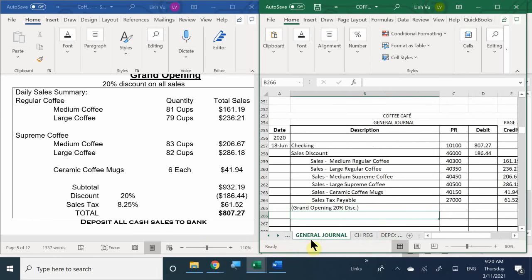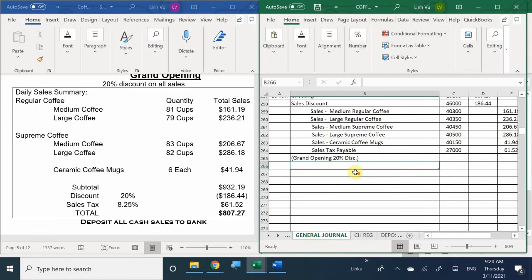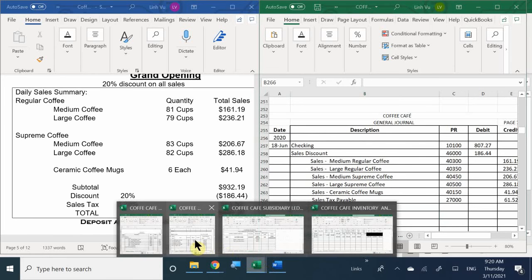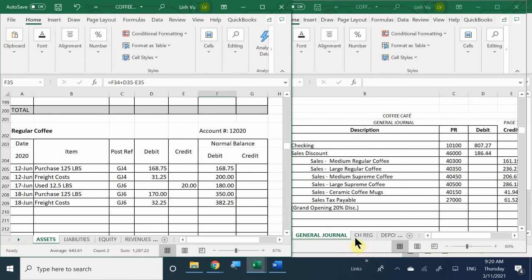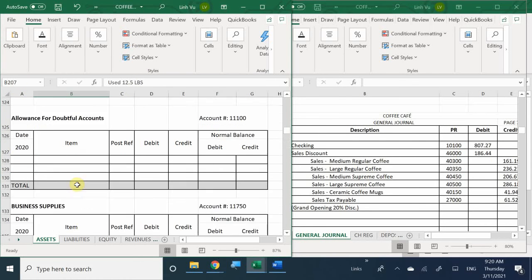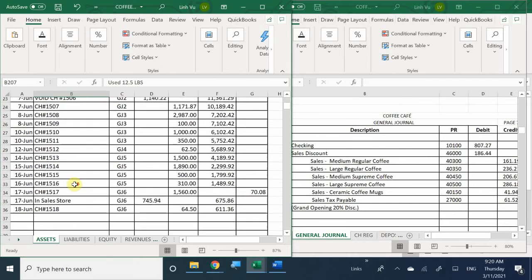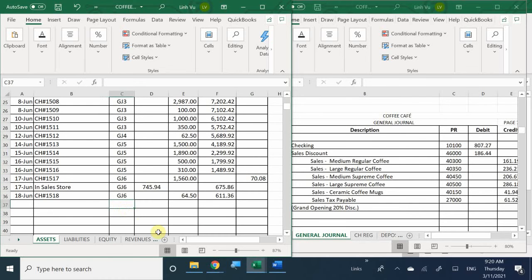So what comes next? General ledger. All right. Where do you want to start? Checking first? So finally, we're receiving the money, right? What can I put here?